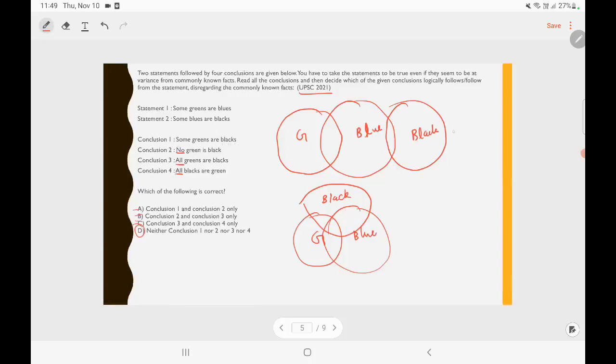No, this statement is wrong. Some greens are not black. So this is wrong. No green is a black. You cannot say that, because here this much green is black. So this is also wrong.